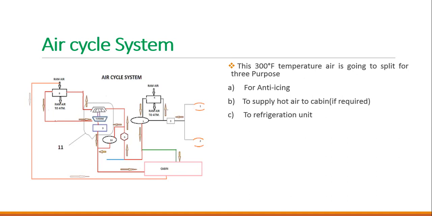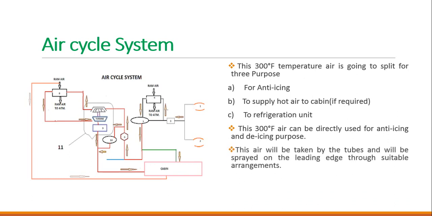After the outlet, the 300 degree Fahrenheit air is split into three parts. One is for the anti-icing system, the second is for supplying hot air to the cabin, and the third is for the refrigeration unit. One part of the air moves to the anti-icing system, the second part moves to the cabin, and the third part moves to the refrigeration unit.